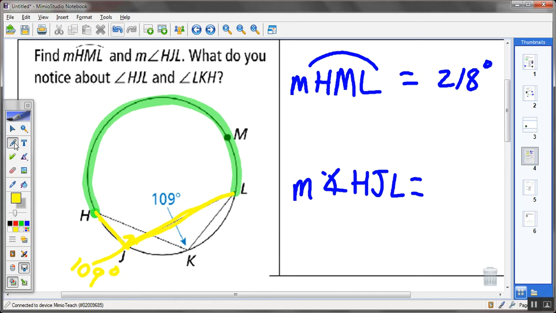Okay, so HJL should be 109 degrees. So the question becomes, what do you notice about HJL in yellow? They're the same. And let's highlight LKH in red. What do you notice about the two angles, red and yellow? They are the same. We notice that they are the same because those two angles intercept the same arc, don't they? Yeah, they do. Okay, pretty cool?